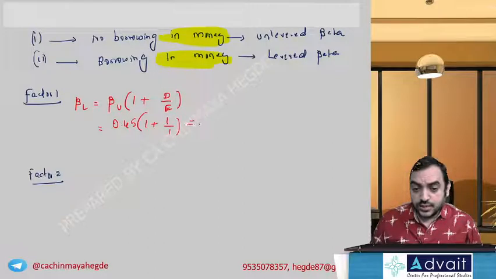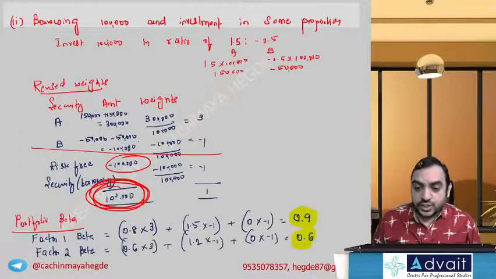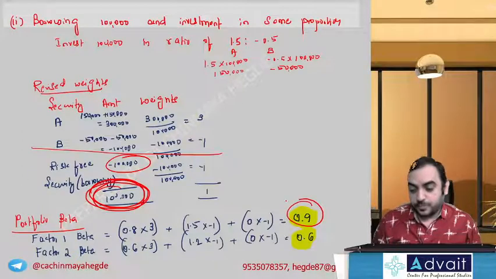So what do you get? 0.45 into 1 plus 1 by 1. That is 1 plus 1, that is 2. So 0.45 into 2 becomes 0.90. I think that's what we got here, 0.9.